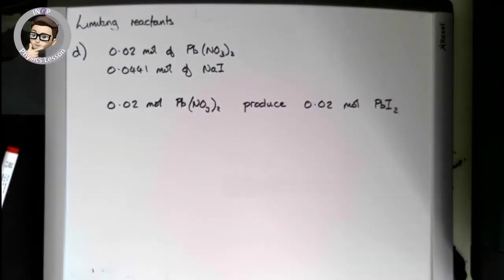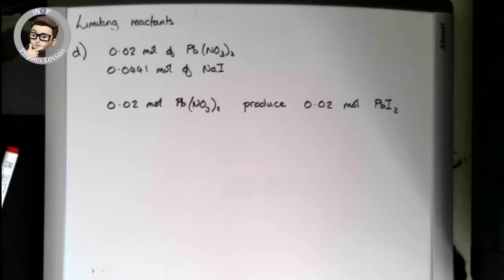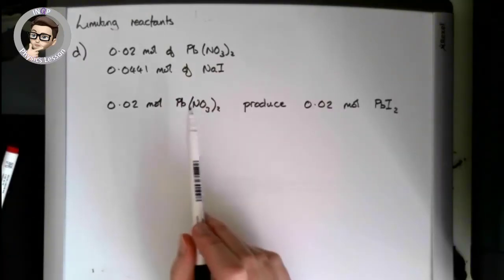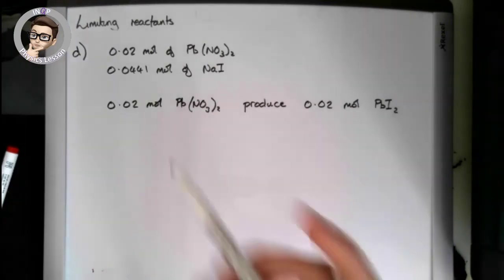Let's go back to the PowerPoint for a second. We know that because there's one lot of lead nitrate to one lot of lead iodide. So one mole of this will give me one mole of this. If I was doing it the other way around, it'd be two moles of this would give me one mole of this. Okay, so back to visualizer. So 0.02 moles of lead nitrate will produce 0.02 moles of lead iodide.